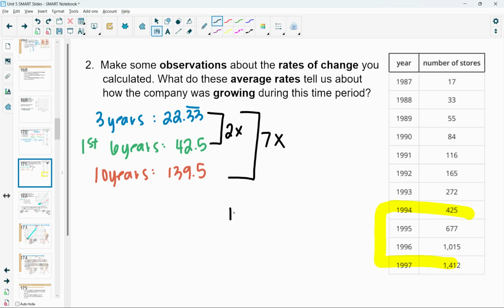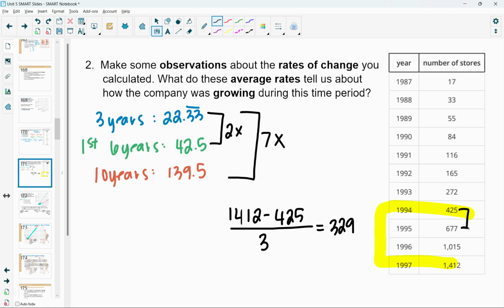So if we looked, we could do 1412 minus 425, those store differences, and then divided by 3. And if we did that, so subtract the 425 from 1412 and then divide by 3, you get 329 stores per year is what this is saying.